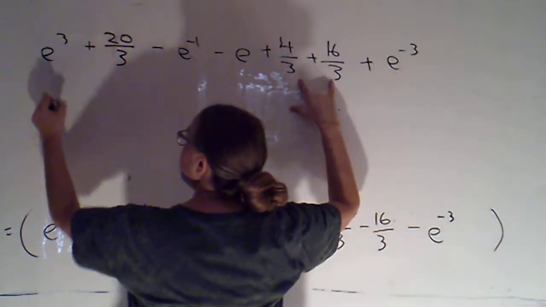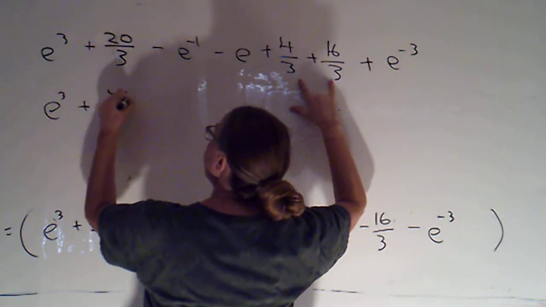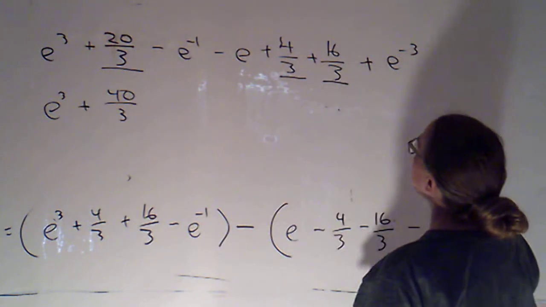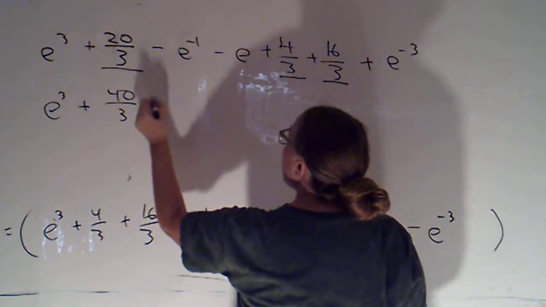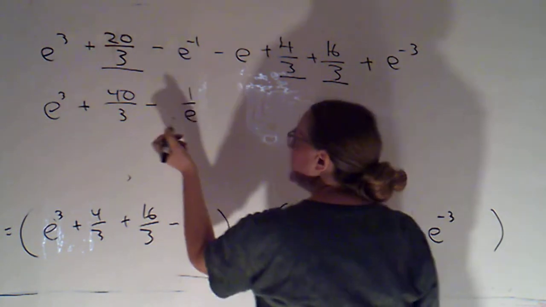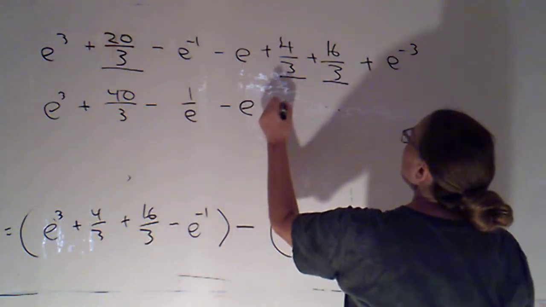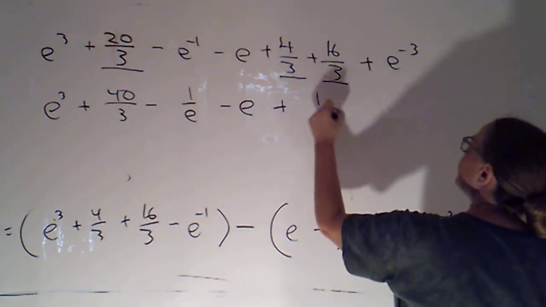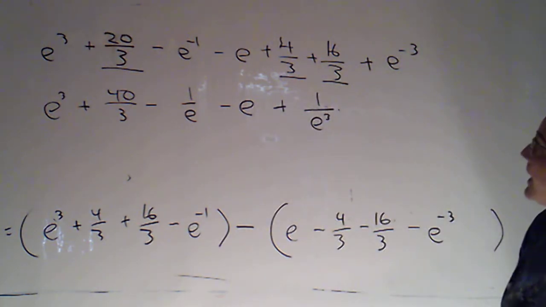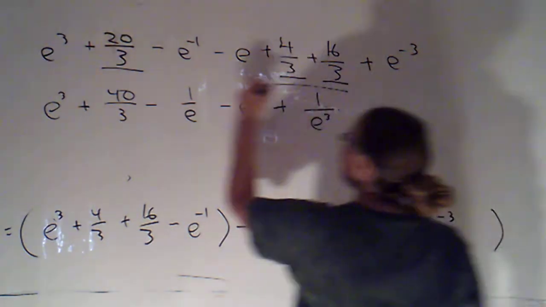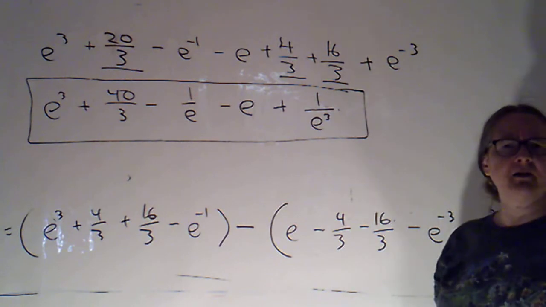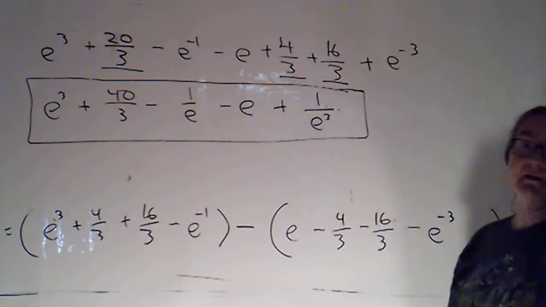So I'm going to have e cubed plus a total of 40 thirds from this piece and this piece and this piece, okay, minus e to the negative 1. I'm just going to write that as 1 over e, minus e plus e to the negative 3 is 1 over e cubed. Okay, I think that's as far as we can simplify because these guys aren't like terms. I could, if I wanted to, get a common denominator, but I don't want to, and there's really no need.